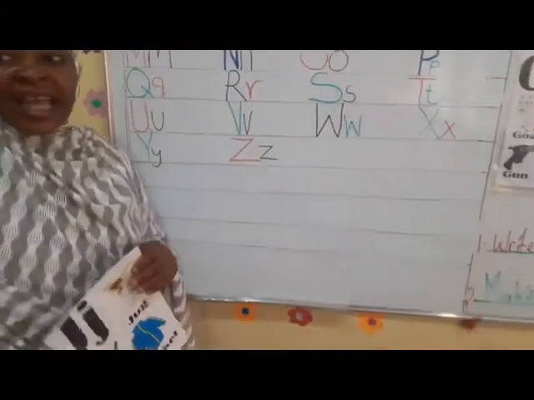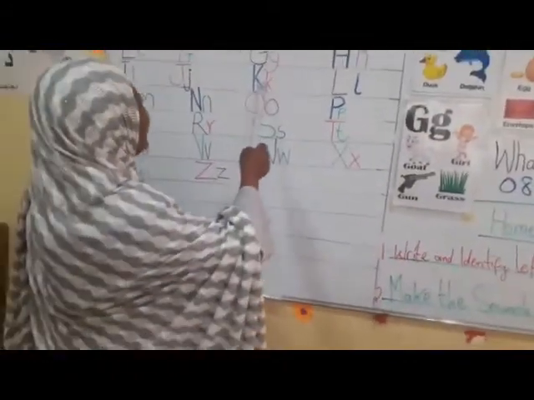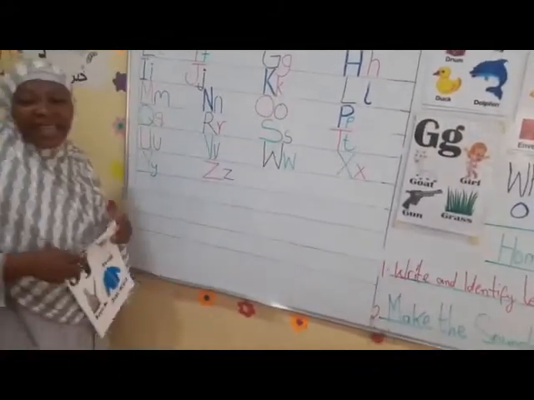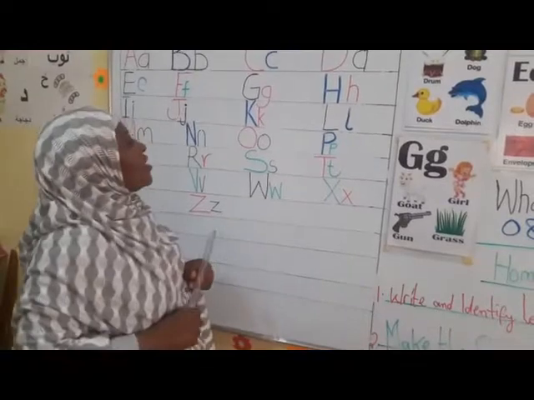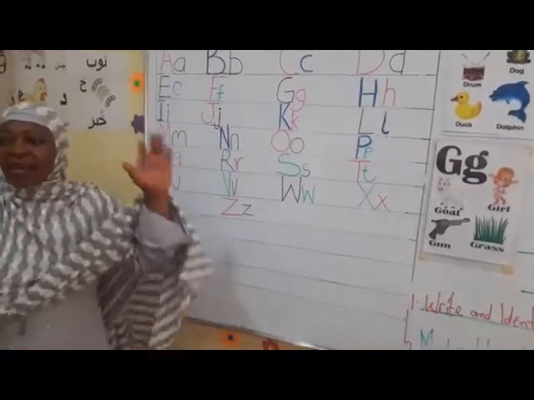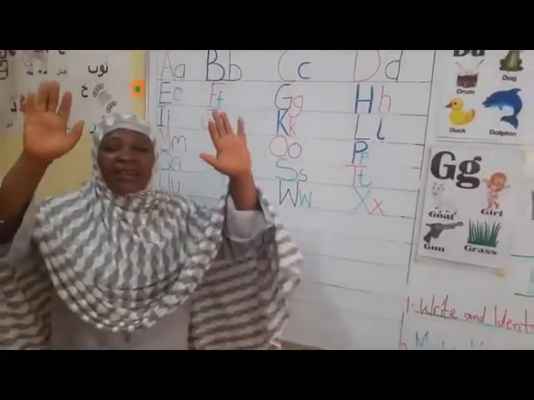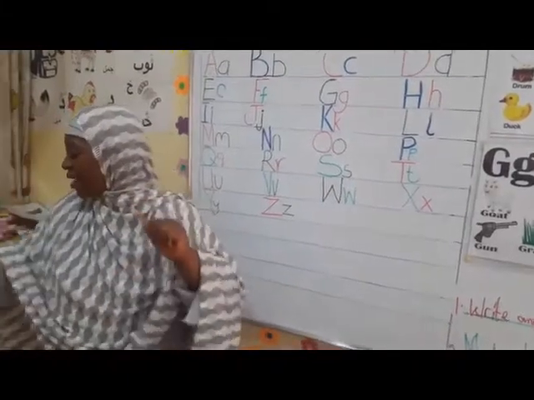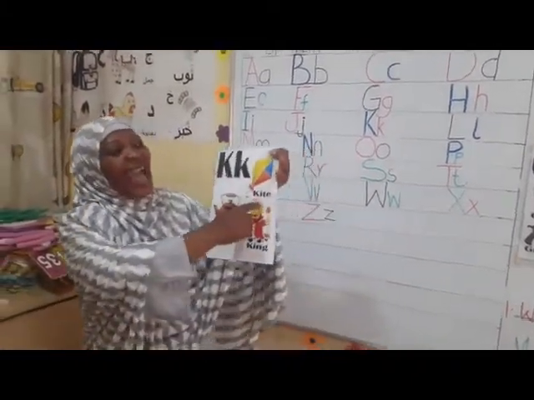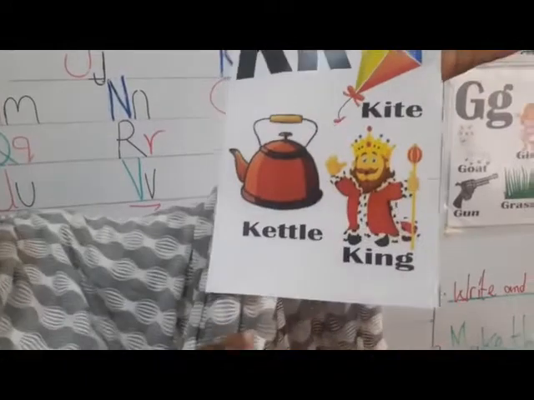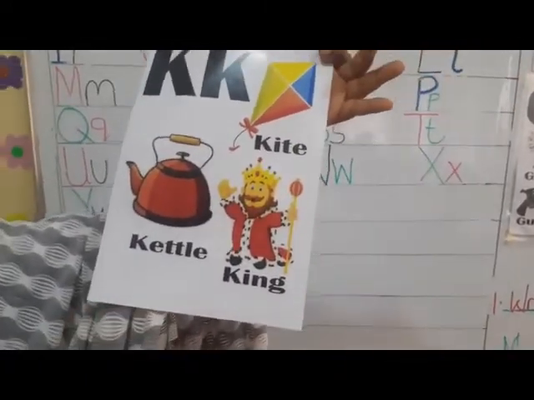Let's go to the next letter. What letter is it? Letter K. The sound is what? It sounds k. As in kite. Do you all remember the kite to fly up in the sky? As in kettle. As in kink. Good, mashallah.